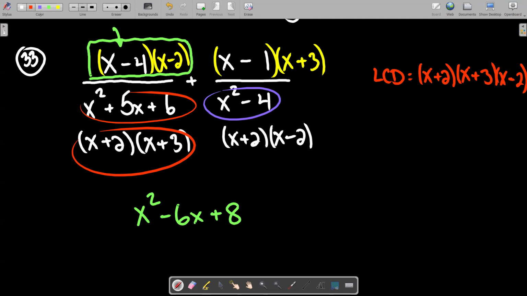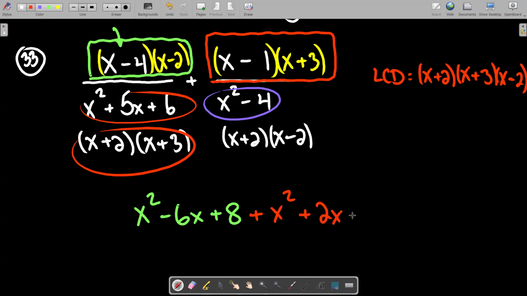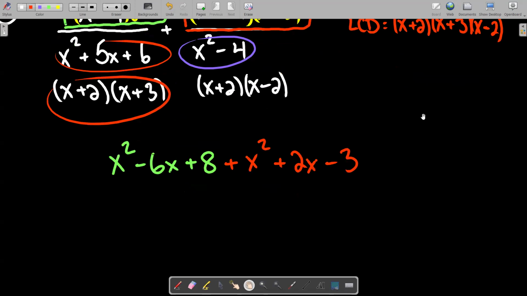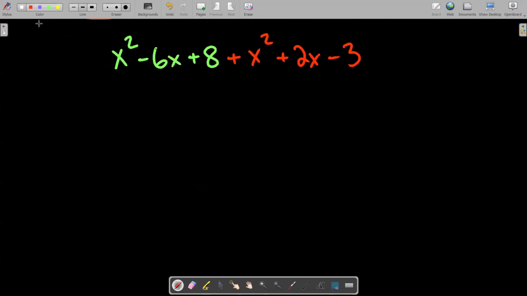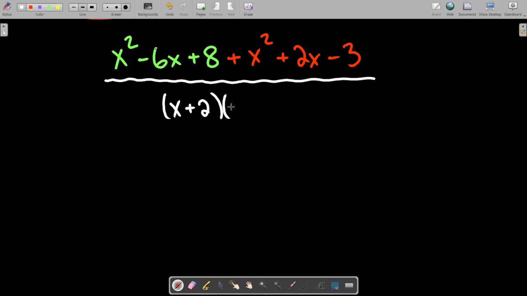Then I'm going to switch to a red box. And let's multiply out the red rectangle. What do we get? Plus 2x minus 3. And then all of this, let's understand, is going to be over the least common denominator. And what again is the least common denominator? Nice.